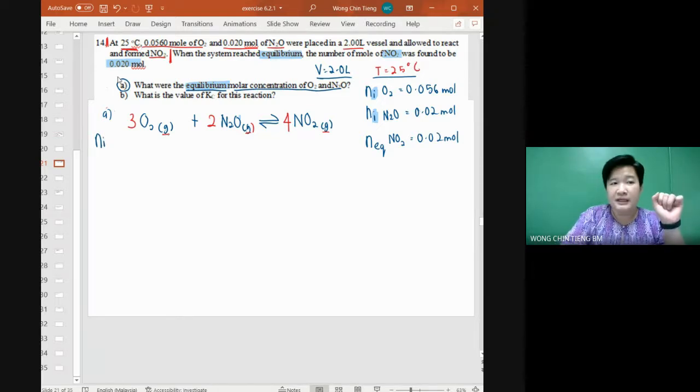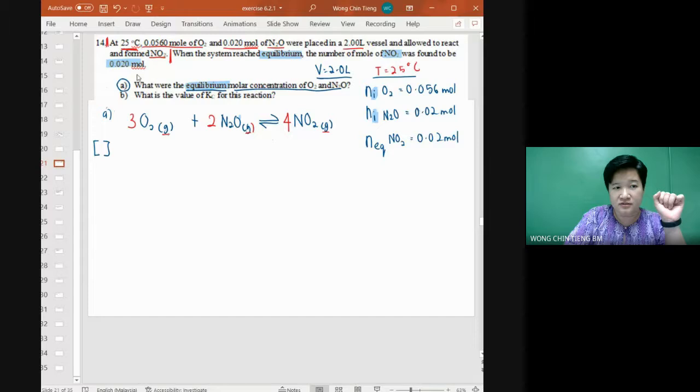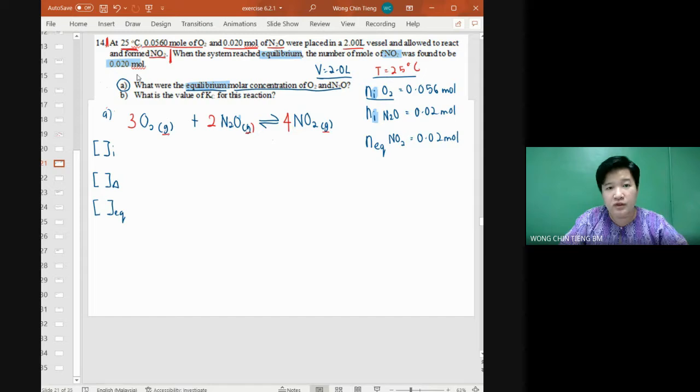Alright. Siapa yang guna number of mole as your I stable, you can put in the value straight away. But if you decided to have your I stable in concentration, then you need to change the initial number of mole to concentration first. So over here, the number of mole initial of O2 will change into O2 initial concentration. Volume is 2 liter, so you divide by 2.